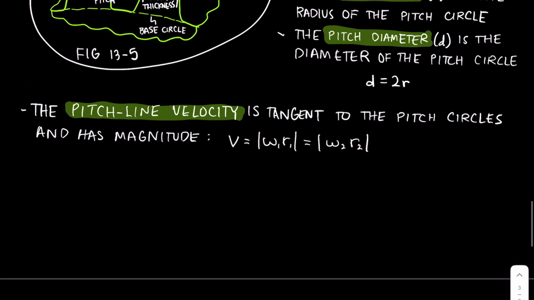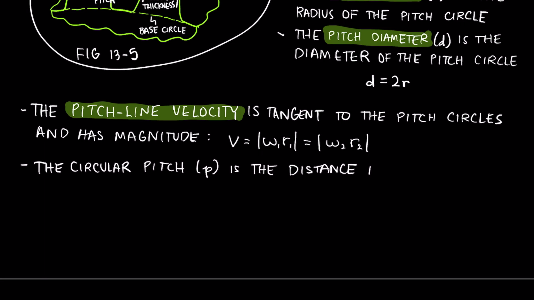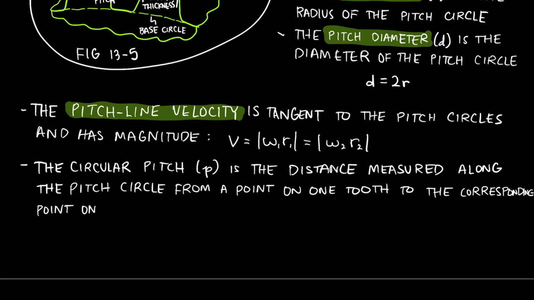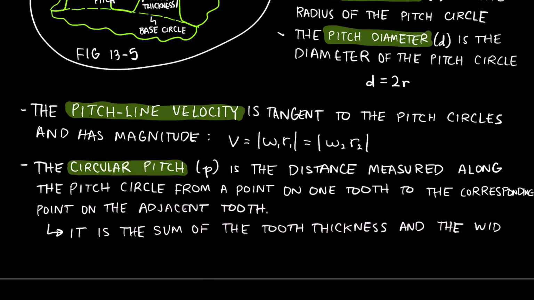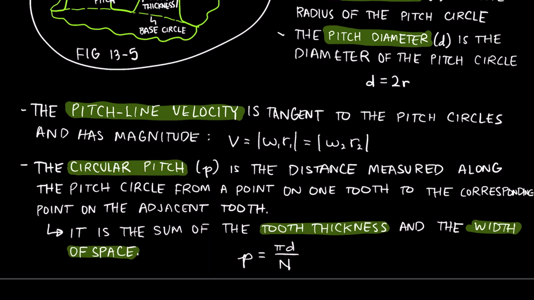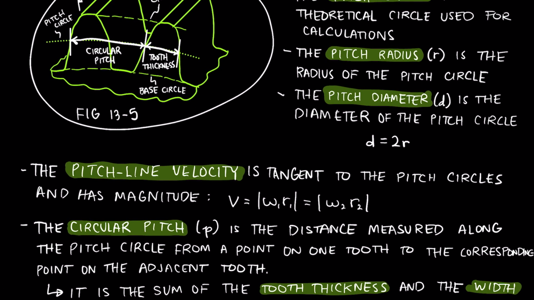All right, now let's define a couple more things. So now we've defined circular pitch, which is the distance along the pitch circle from a point on one tooth to the corresponding point on the adjacent tooth that we've already labeled here in our drawing. And then we've noted that it is the sum of the tooth thickness, which we have labeled here, and the width of space.